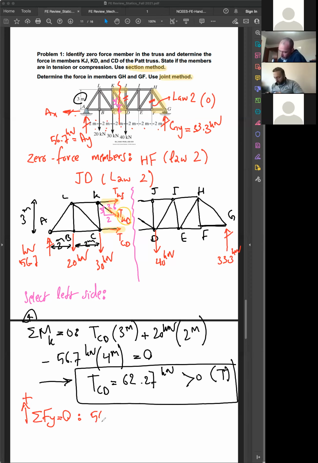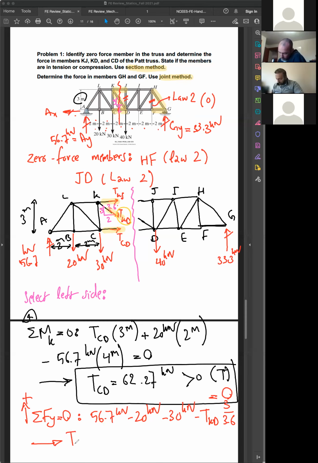You have this guy upward 56.7. You have a downward 20, right? You have a downward 30, right? So these two guys do not have any vertical components. And this TKD would be downward, and the vertical component would be 3 over 3.6, right? You're going to use the vertical component on the triangle over the hypotenuse. Nothing else, equal to 0.